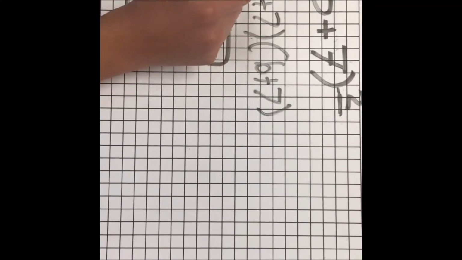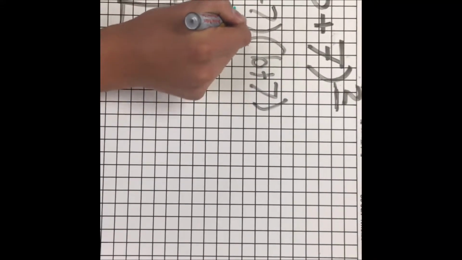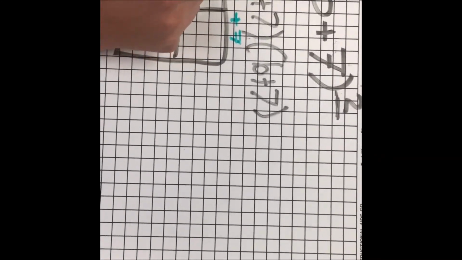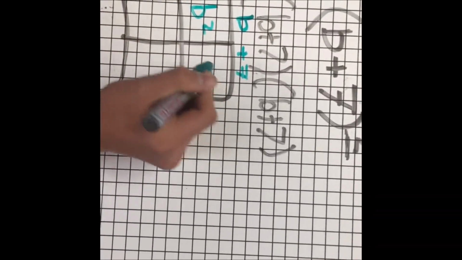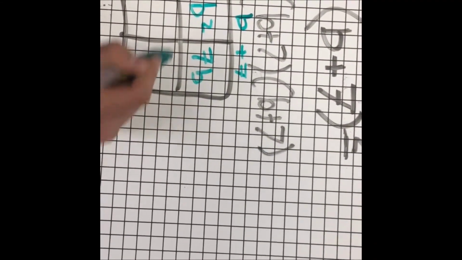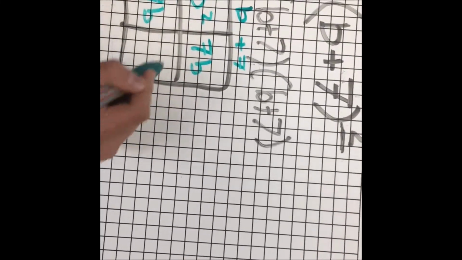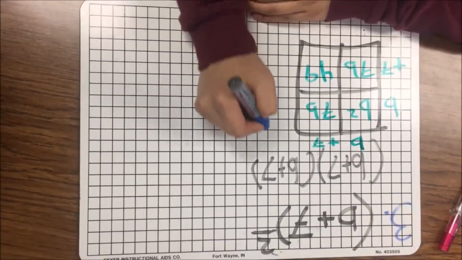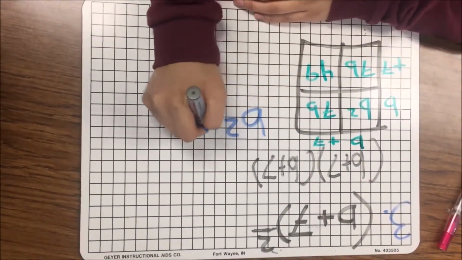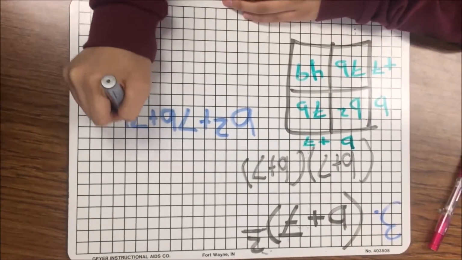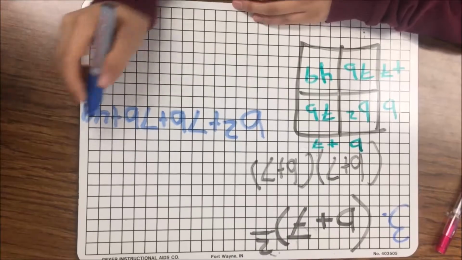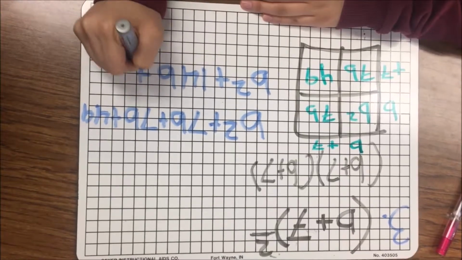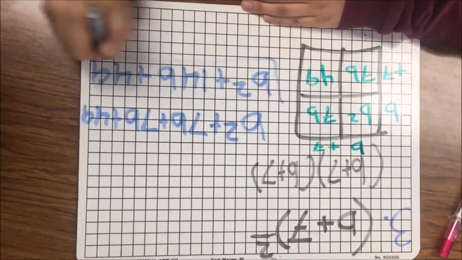And now, after setting up the box, we will multiply. So b times b is b squared. 7 times b is 7b. 7 times b again is 7b. And 7 times 7 is 49. Next step is combining like terms. And so now we combine like terms. And this is your answer.